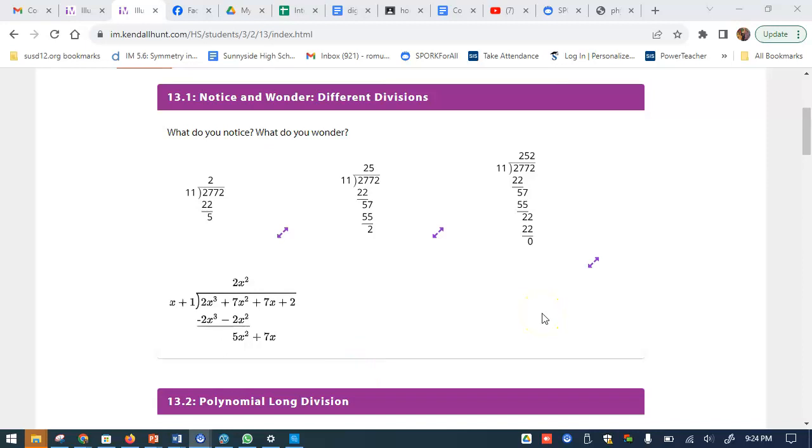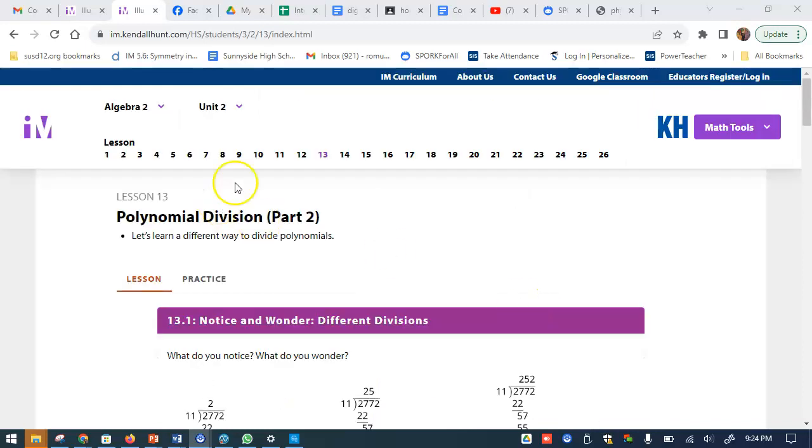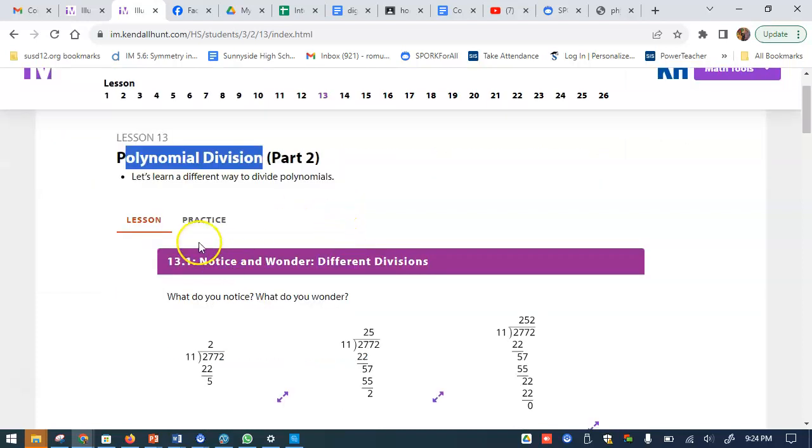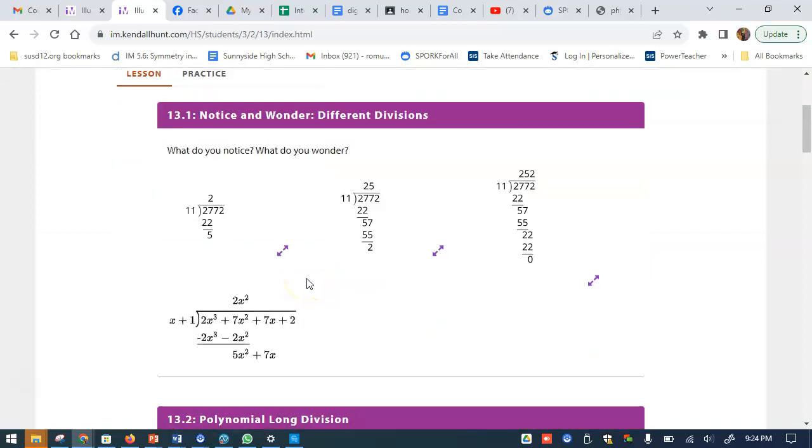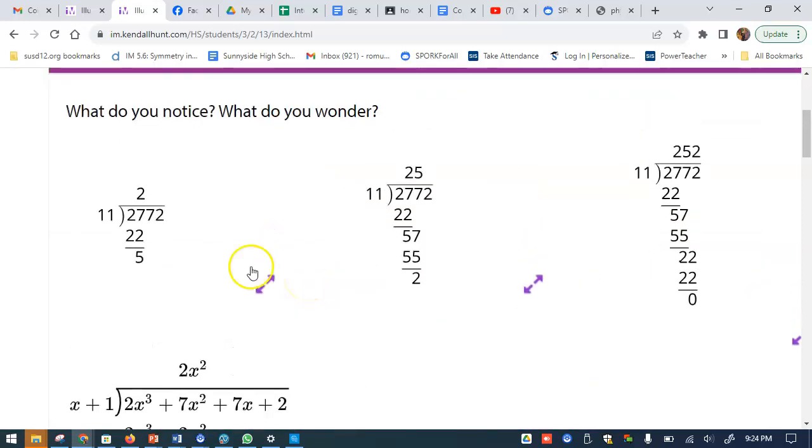Okay, hello students. This is lesson number 13, and it is about polynomial division. Last time we saw how to divide a polynomial by a factor using the box method. In this lesson we are going to use long division. If you can see this, I want you to write the work down before we begin the 13 practice problems. Take a note of this.